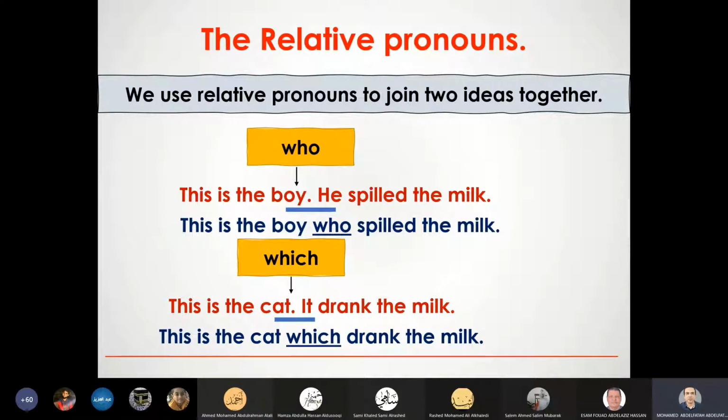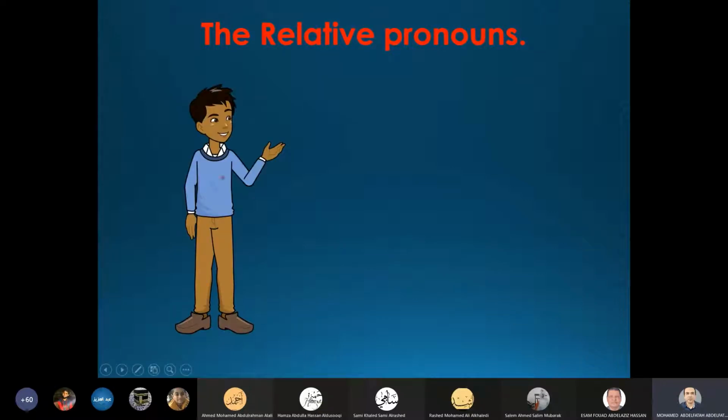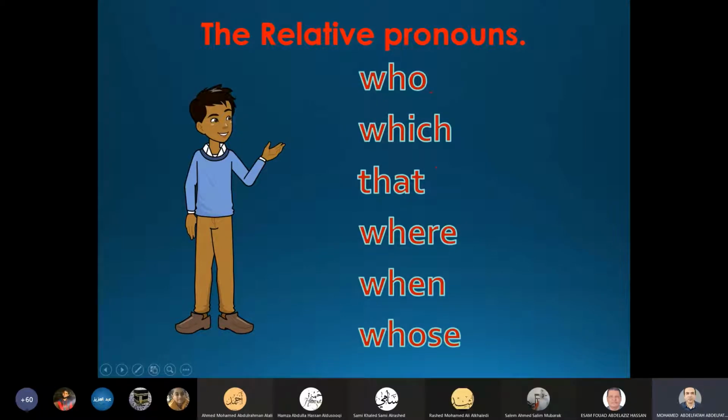Now I think, students, you got the idea of our lesson today. Today we are going to study and identify the relative pronouns to connect ideas or to connect separate sentences to make one sentence. We started with who and which. Are who and which the only relative pronouns in English? No, there are more relative pronouns other than who and which. So what about them? What are the relative pronouns in English? These are the relative pronouns in English.